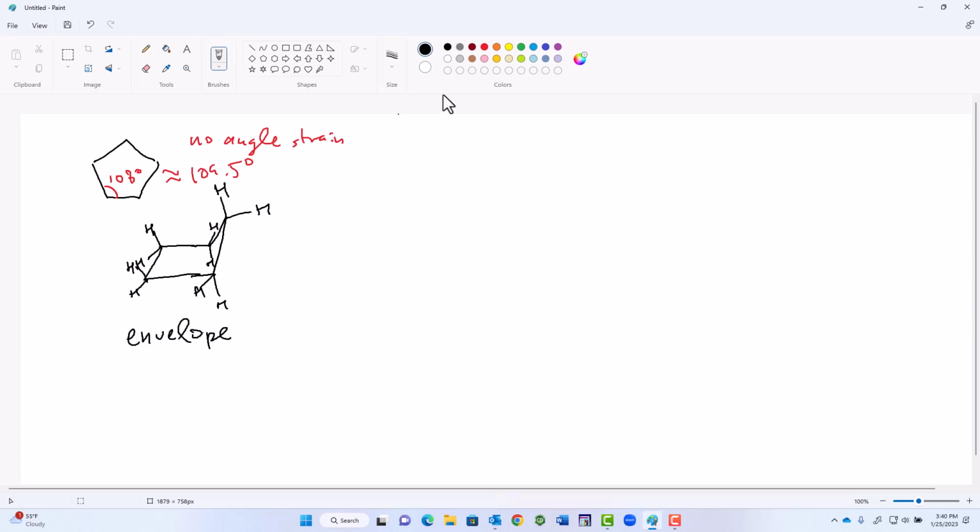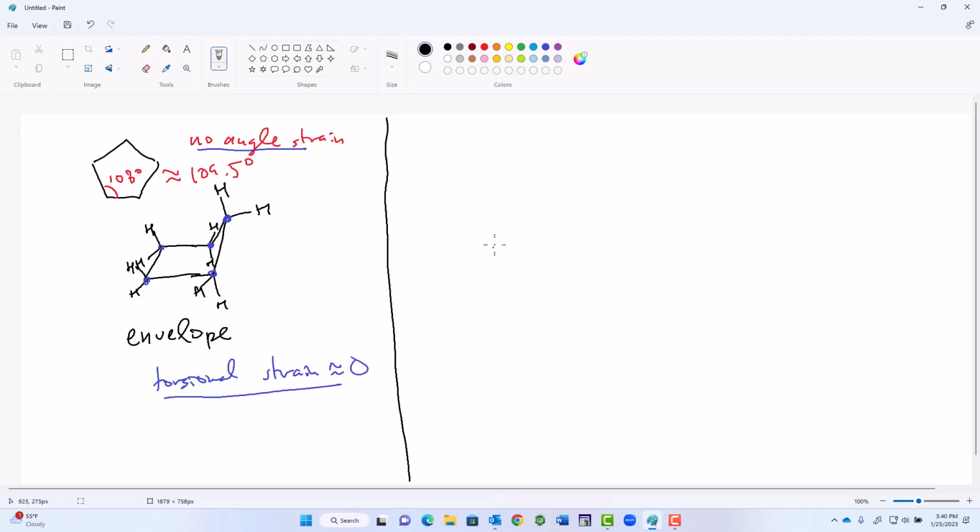And you can imagine that this point here could be any one of the points around the circle. So this is actually flying around. This is moving around at very fast speeds. So what happens is the torsional strain is almost zero. So cyclopentane is a very stable structure because it has almost no angle strain, and by adopting this rapidly spinning envelope structure, the torsional strain is also almost zero.